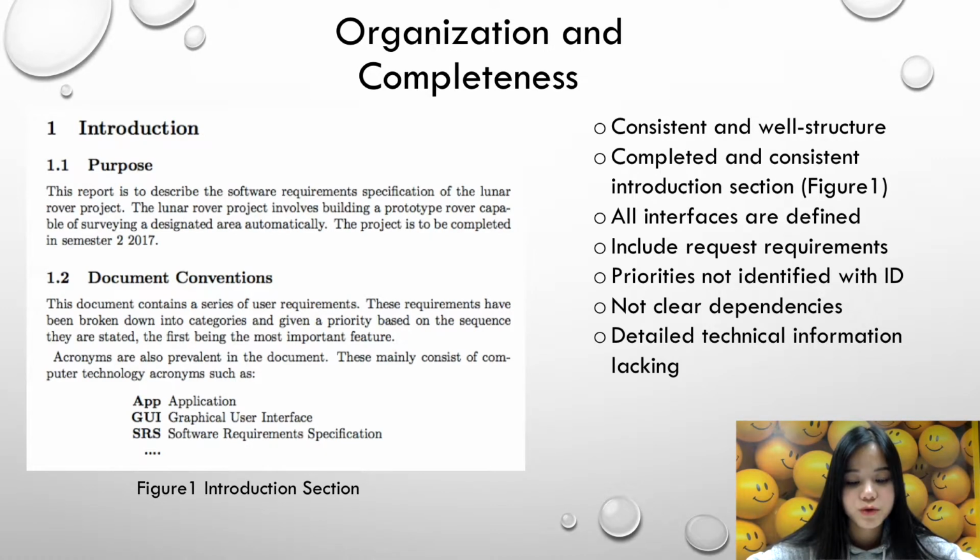However, although requirements are listed depending on the priorities, they are not identified with ID, which means requirements do not have a clearly appropriate level of detail. There are some unclear dependencies among requirements, which means not all internal cross-references to other requirements are explicit. In addition, detailed technical information is lacking in the document.